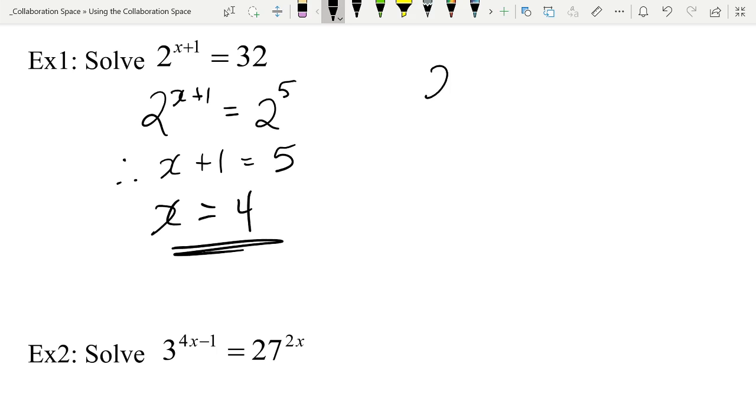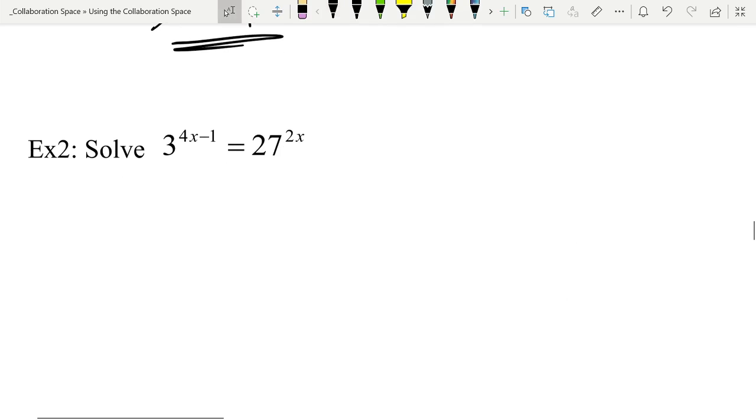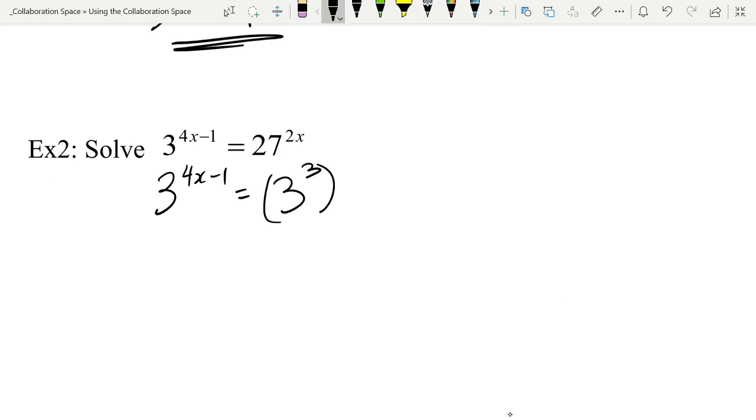And then you could check, does 2 to the power of 5 make 32? And yes, yes it does. All right, check out this one. I'm going to have to change my 27 into 3 cubed, but I'm taking that 3 cubed to the power of 2x. So what does that mean?